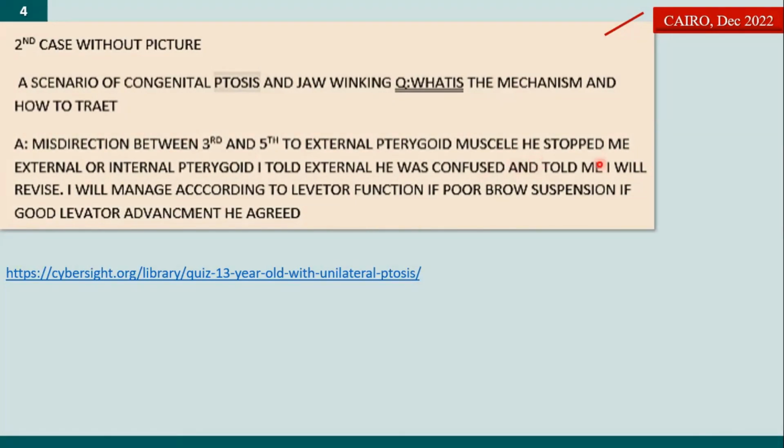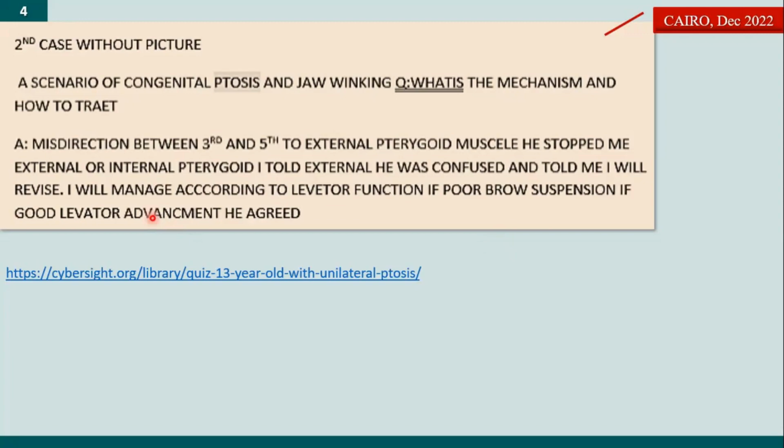The examiner stopped me and asked whether it is external or internal. But the candidate was confident with his answer. He said, I told external. The examiner was confused. So don't worry if there is a kind of confusion, because examiners are human. They may be confused about something. So as long as you are sure about your answer, stick to your answer.